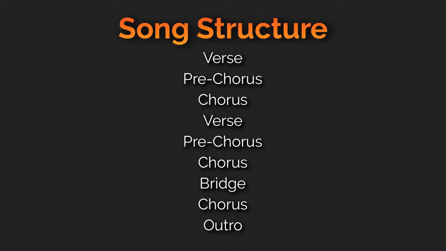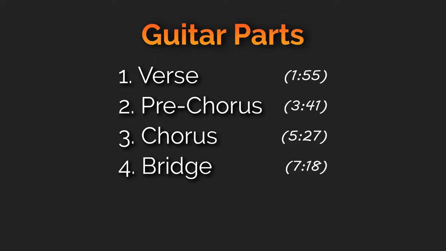This is just about the most basic song structure you can get, and you'll find it in many, many modern songs. It's the most popular song structure you'll find in songs today. We can bring this into 4 different guitar parts: the verse, pre-chorus, chorus, and bridge. And we're using the same 4 chords for the entire song, just in different orders.